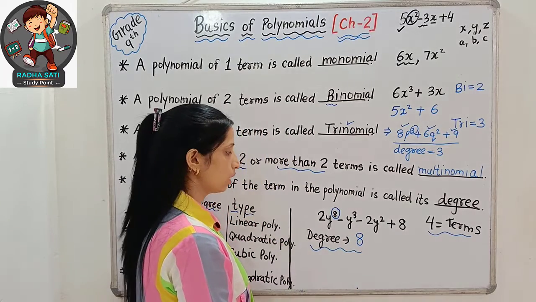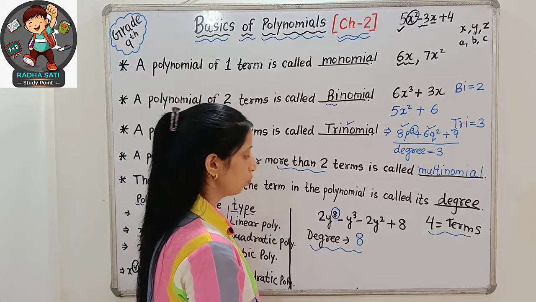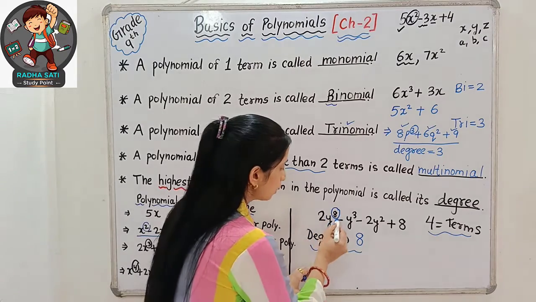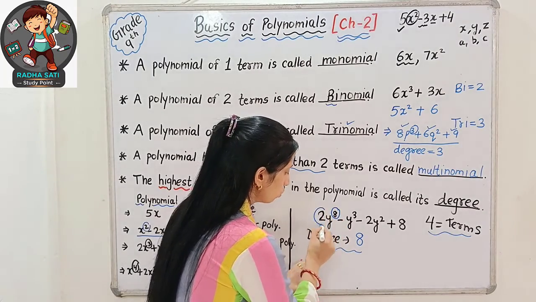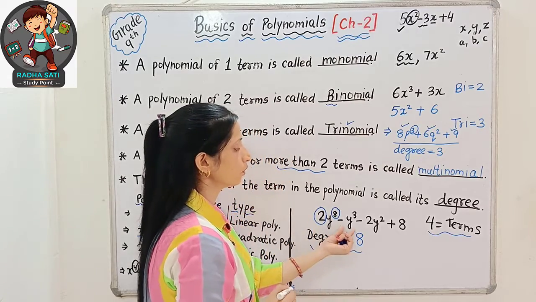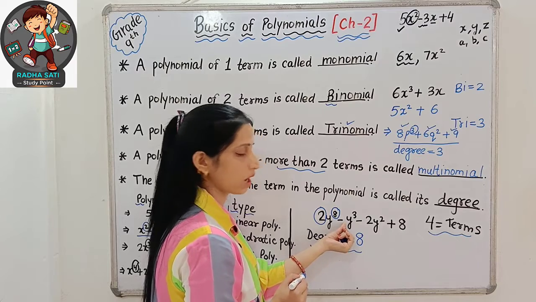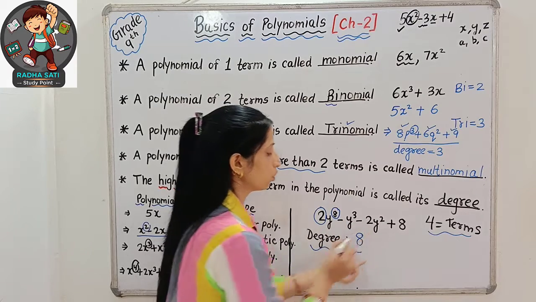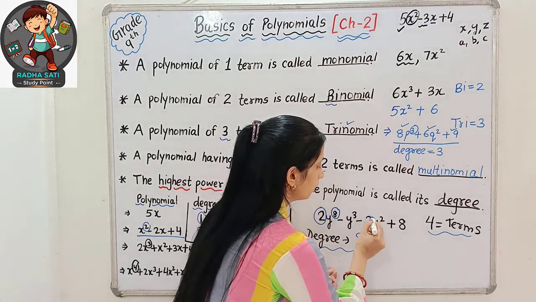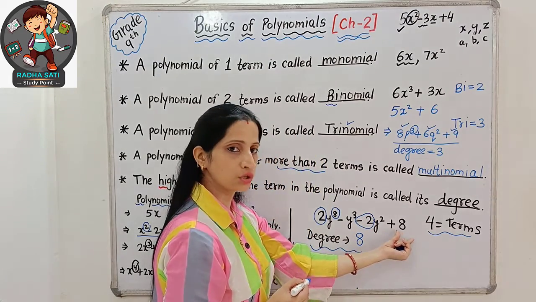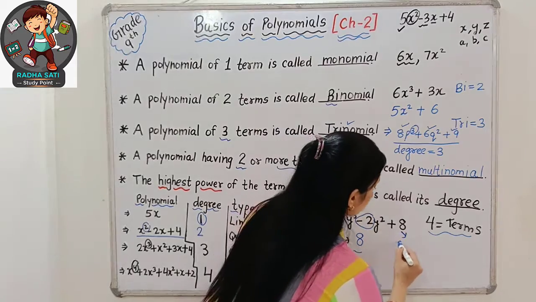Okay. Now, if suppose someone asks you, what is the coefficient of y raised to the power 8? So, the coefficient of this term is 2. The coefficient of y raised to the power 3, it is only multiplying by minus 1. Minus 1. The coefficient of this y square will be minus 2 and 8 is a constant. It is a constant.